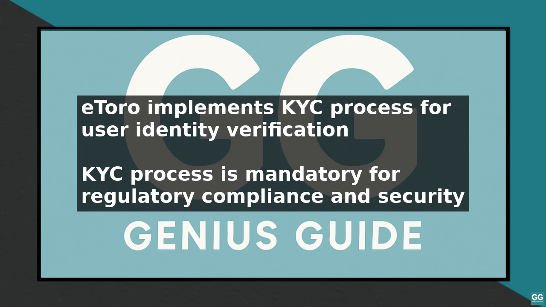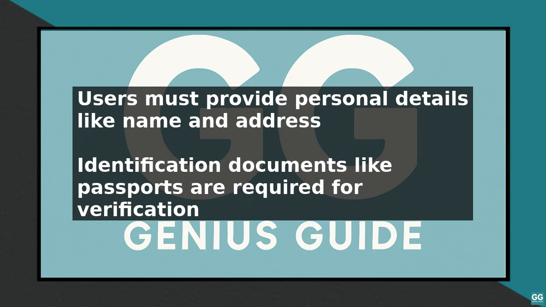users must complete. The KYC process is a straightforward and mandatory step that verifies your identity and helps prevent fraudulent activities. To start the KYC process, log into your eToro account and click on the Complete Profile button. You will be prompted to provide personal details such as your name, date of birth, and address.